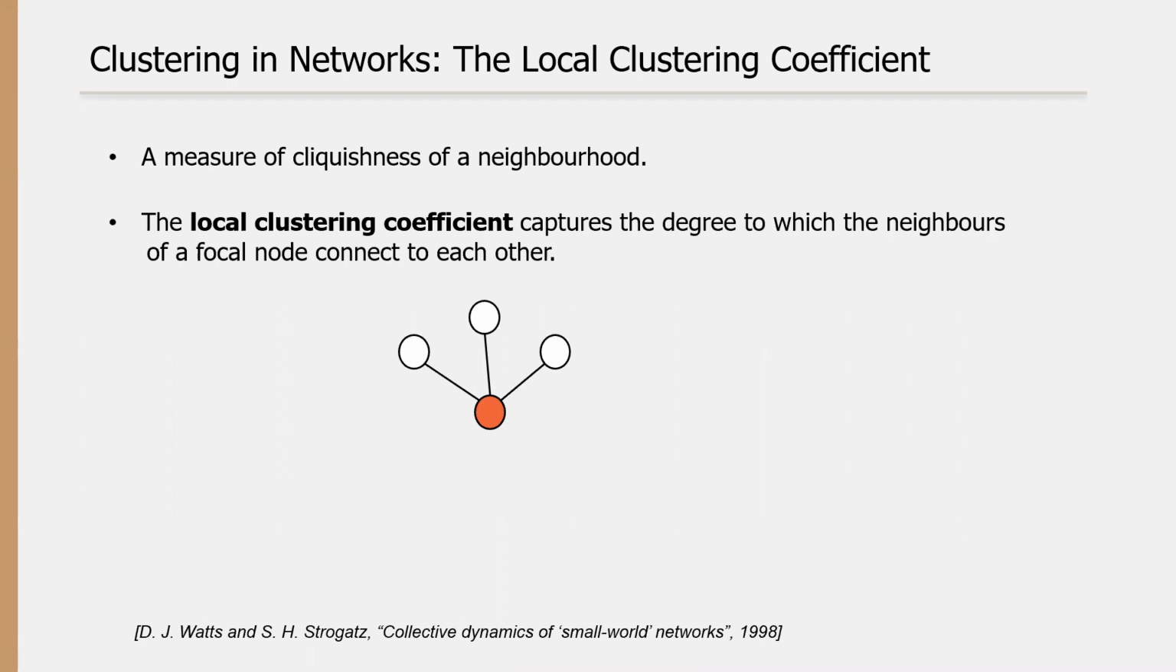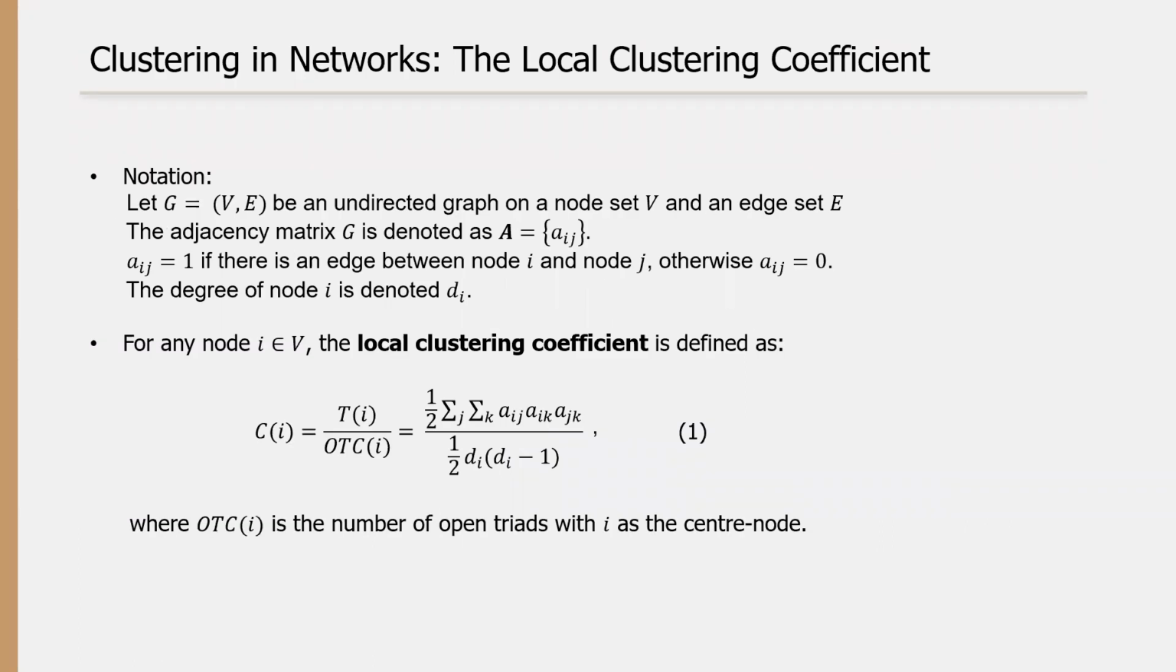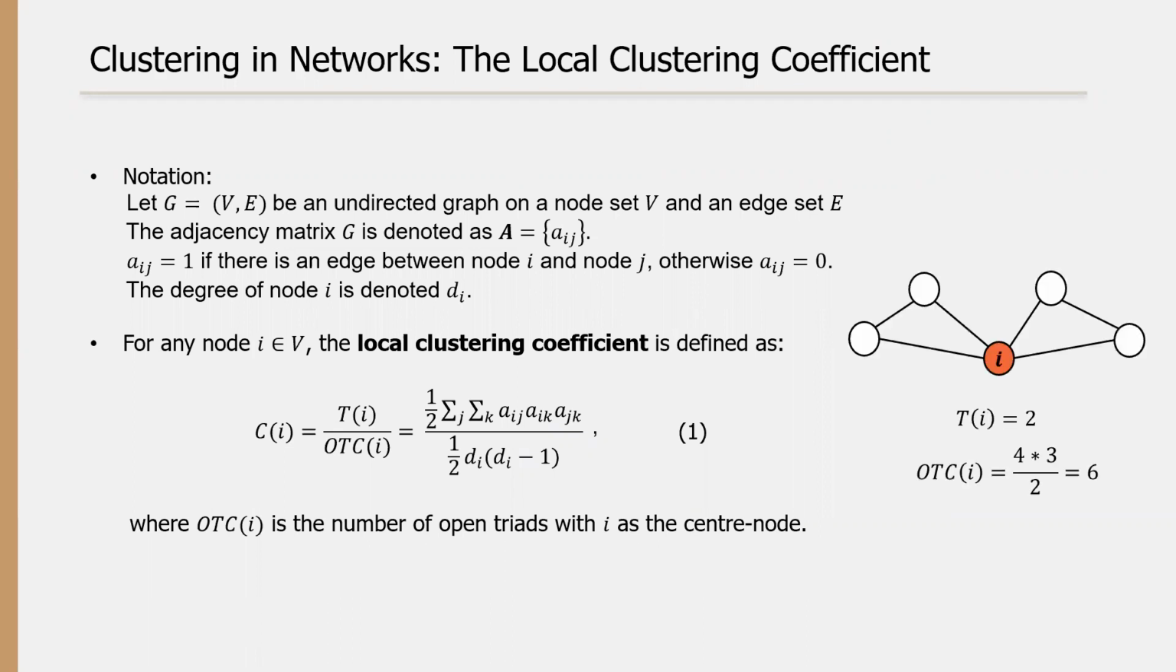It captures the degree to which the neighbors of a focal node connect to each other. Notice that here, the focal node serves as the central node in an open triad. An open triad is an unordered pair of edges sharing one node. The definition is here. The numerator is the number of triangles with node I, and the denominator is the number of open triads with I as the central node. For example, here, we have the number of triangles equals 2 and the number of open triads equals 6.